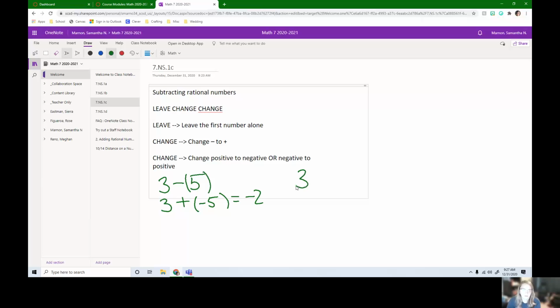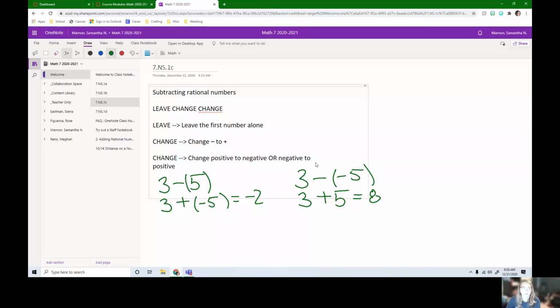Let's try a different way. What if I have 3 minus negative 5? Now I have minus a negative. So we're going to leave the 3 alone, change minus to plus, and this negative 5 will now become a positive 5. So now we have 3 plus 5, which is 8. So that's leave, change, change. The other thing we learned in that song we learned on vocabulary: you can subtract the positive, I'm going to add the negative, same thing. You can subtract the negative, I'm going to add the positive, same thing.